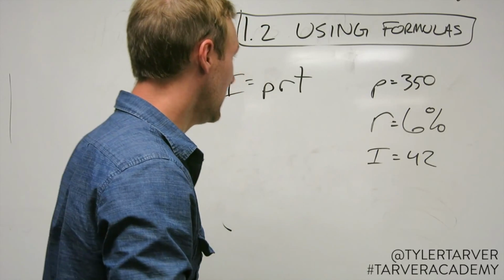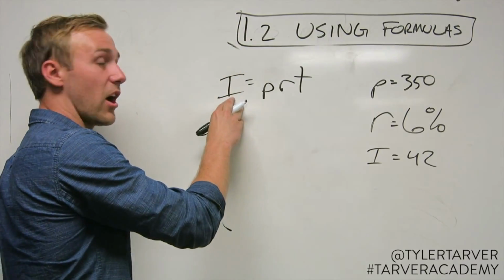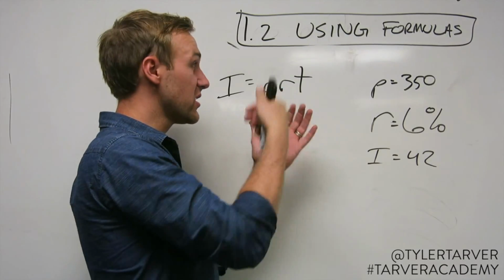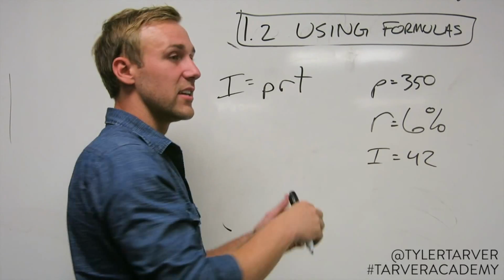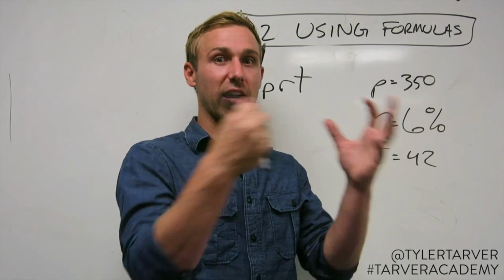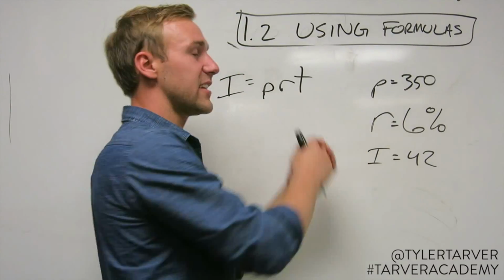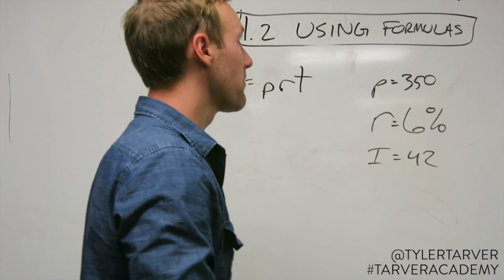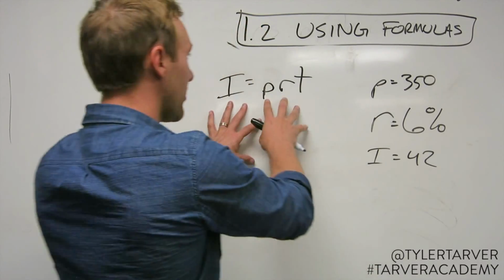Okay, so interest, this is the amount of money you're going to earn based on the principal, which is the amount of money you put into the account or the savings thing. Rate is the percentage you're making off of what you put in. And then time is how long it's in there, usually in years. Okay? So, we're using formulas. We're going to use this formula.